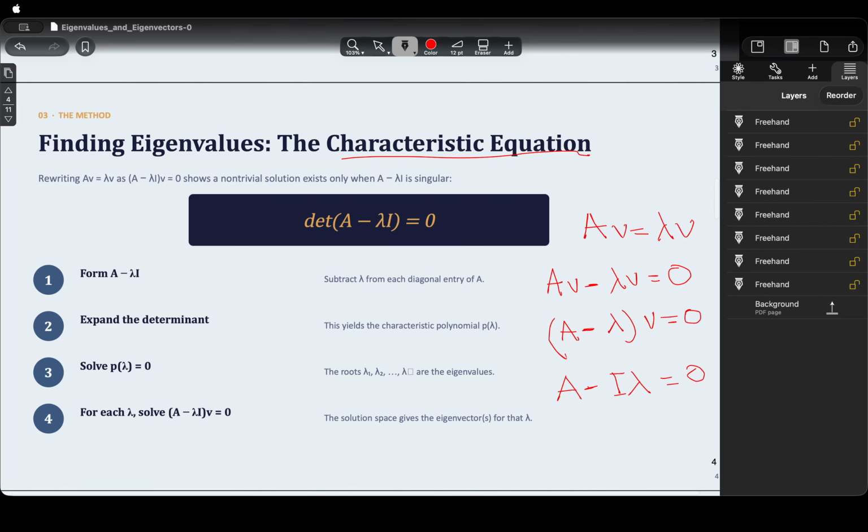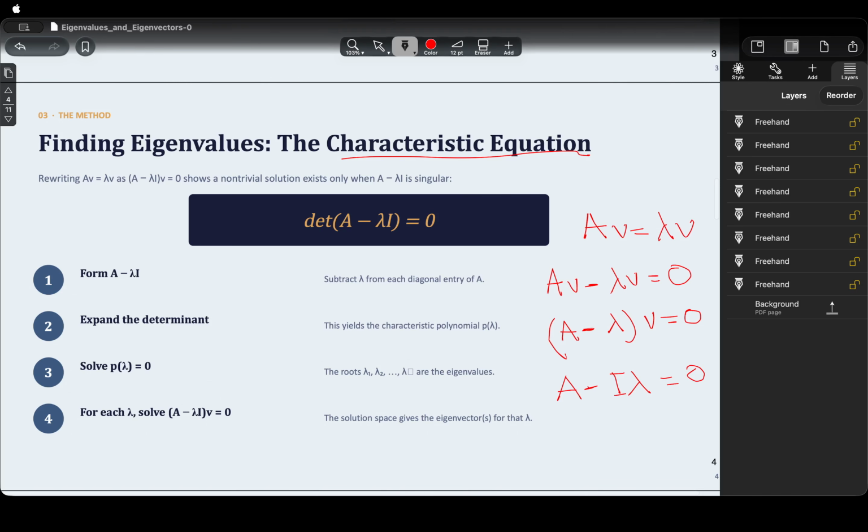So this is the process from A minus lambda I. We subtract lambda from each diagonal entry of A. Then we expand and find the determinant. Then we solve for lambda, which are the eigenvalues. And for each lambda, we are going to find its corresponding eigenvectors as well.